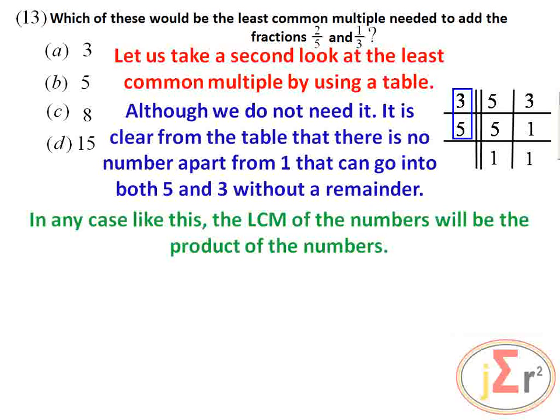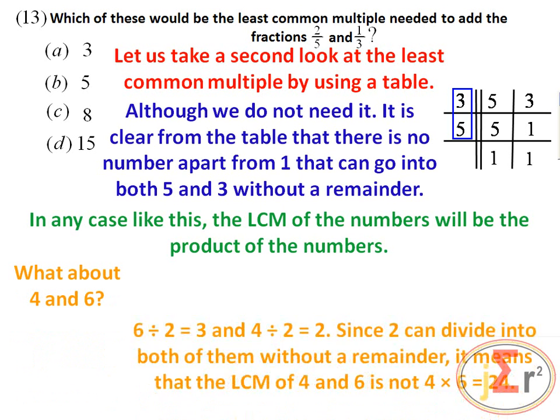So for example, if we are taking a look at 4 and 9, what is the LCM of 4 and 9? Because 4 and 9 do not have any common prime factor, then the LCM of 4 and 9 will be 4 times 9, which is equal to 36. So that is a rule that students may apply when working with lowest common multiple. If the two numbers do not have any common prime factor, then the LCM is the product of the two numbers.